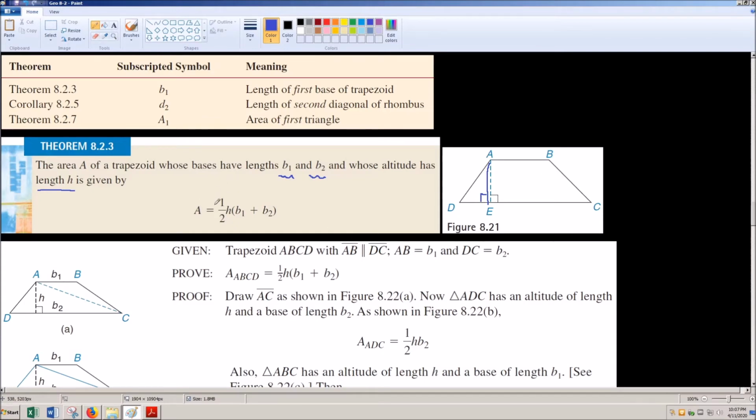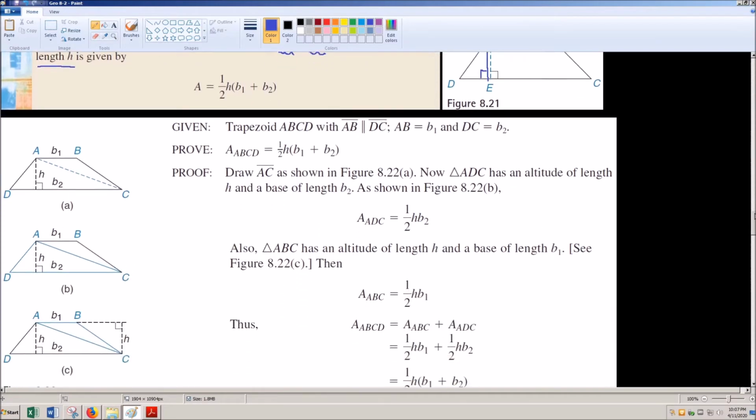So the area of this trapezoid is 1/2 the height times the sum of the bases. So basically I'm going to take AB plus DC, divide it by 2, and multiply it by the height. That's the area for my trapezoid. And here is the proof for that.